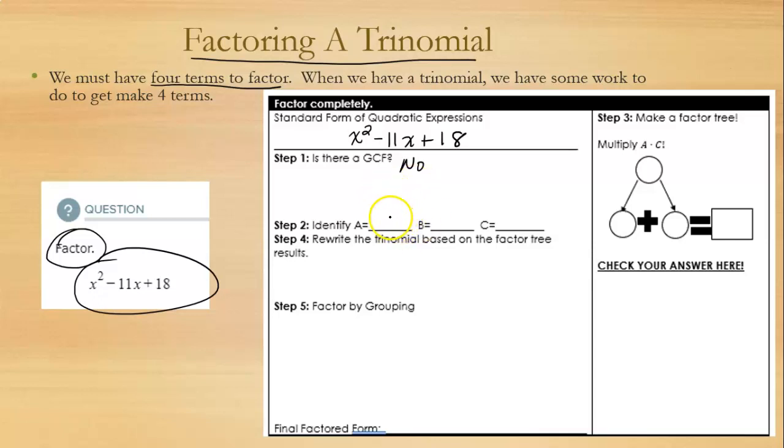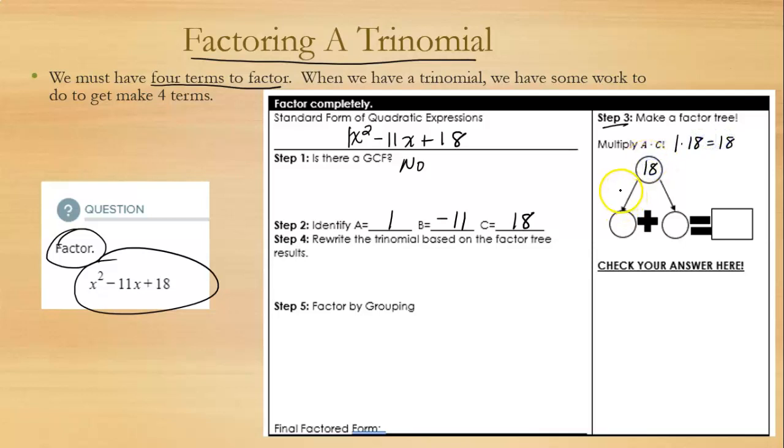I'm now going to identify A, B, and C. A is 1, B is negative 11, and C is 18. A always comes from the number in front of your x squared, which in this case is the invisible 1. B always comes from the number with your x, which in this case is negative 11, and C comes from 18. Now I'm ready for step 3. I want to multiply A times C. So we're going to do 1 times 18, and that gives me 18.